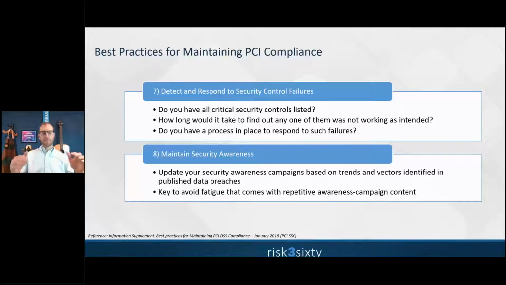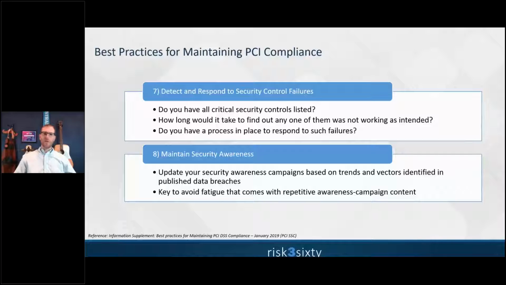Those all count. So I'll ask you, how long would it take for you to find out if any one of them was not working as intended, right? For instance, if logs from a specific EC2 instance or from your Kubernetes cluster master node were no longer going to CloudWatch, or to Splunk or AlienVault or whatever. If those indexes weren't working anymore or stopped flowing, how long would it take you to realize that you don't have logs from those sources? How long would it take you to realize that you're no longer getting AV logs?